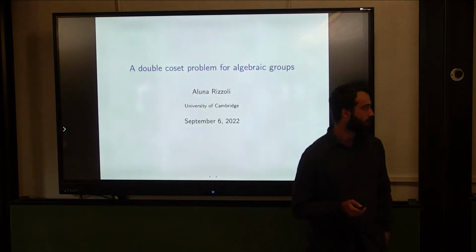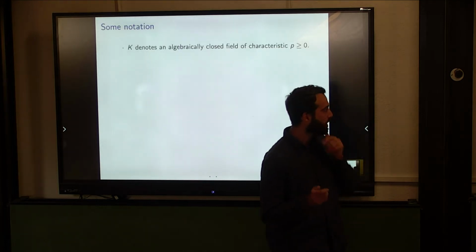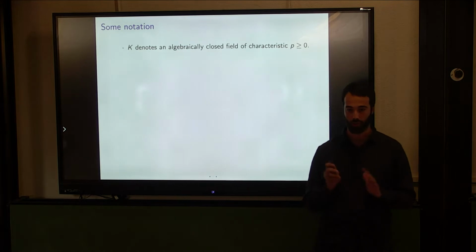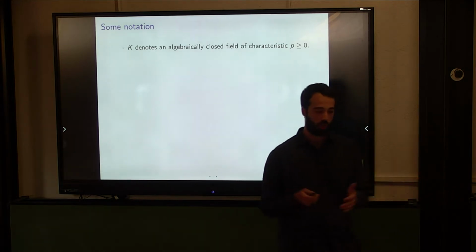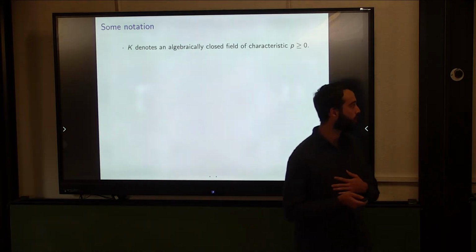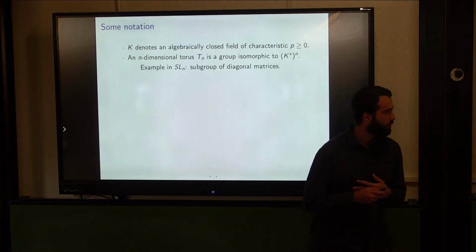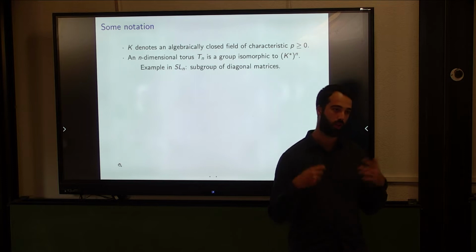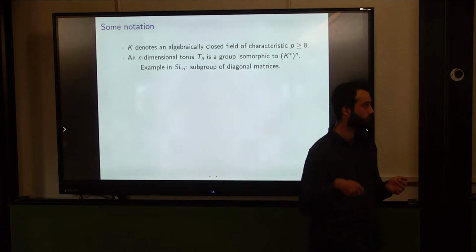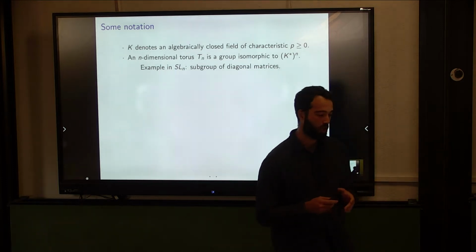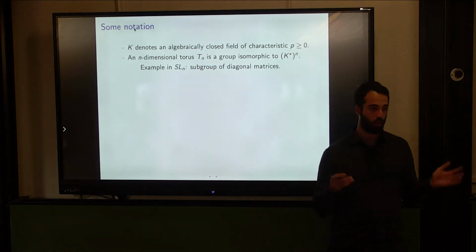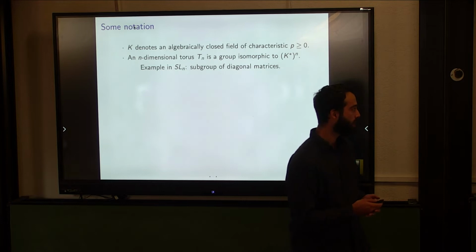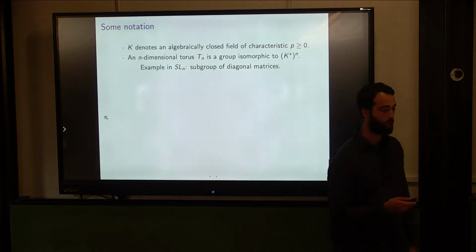Let me start with some notation. Our K will always be an algebraically closed field. The characteristic is p; in general, it can be positive. We usually denote by T_n an n-dimensional torus. So you take the multiplicative group of your field to the power of n. If you want to think in the special linear group, just take the subgroup of diagonal matrices. That's a maximal torus of dimension n minus 1.